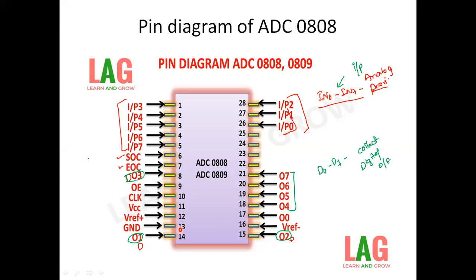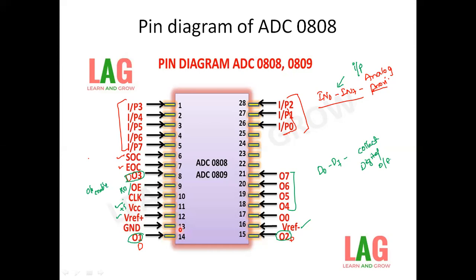And the remaining are V reference negative and V reference positive, the reference voltages, which we have to give. VCC is the plus 5 volts power supply, and the clock is used to synchronize. And OE, or read, means output enable. When this pin is enabled, we can go for reading, or else we can't read.